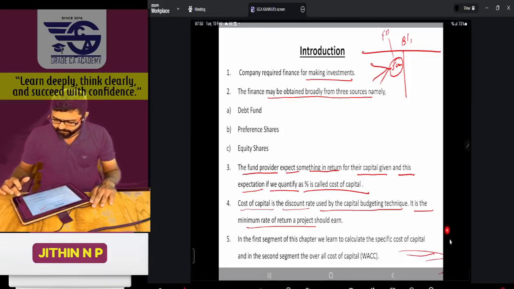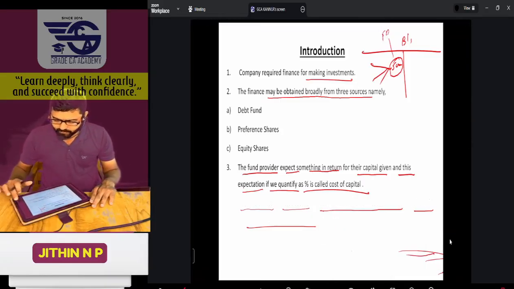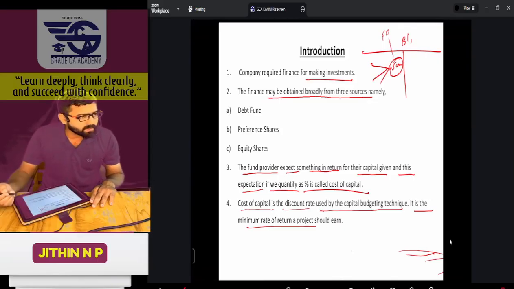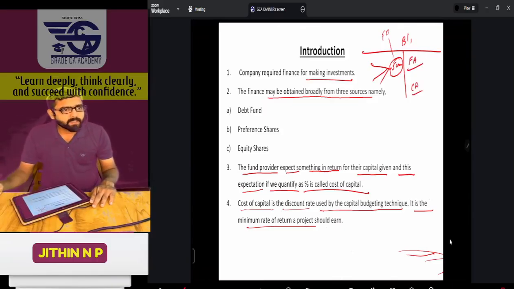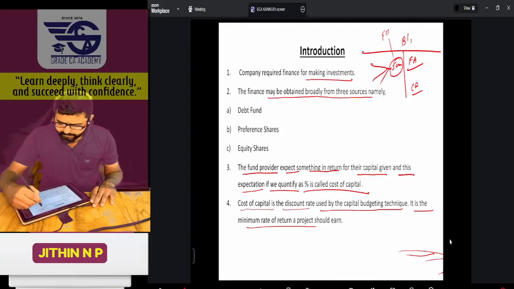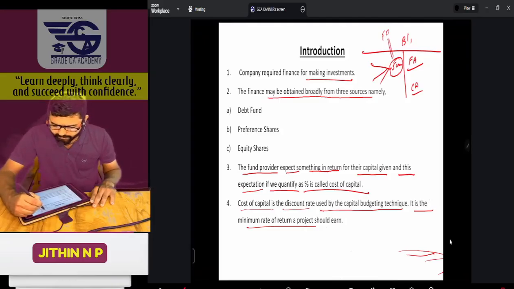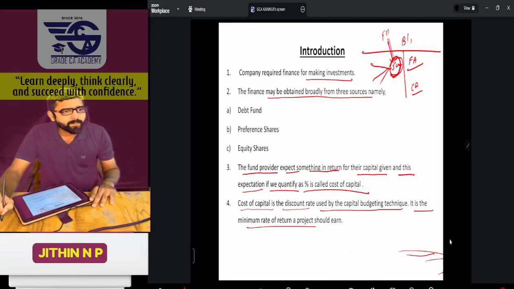This fund the company invested in different investments, either fixed asset or current asset, long term investment or short term investment. Then the company earns return. The company needs to pay return to the investors.